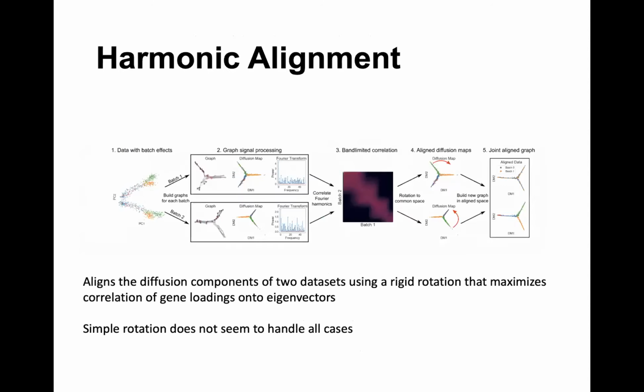And so another way that one could think about doing this kind of batch correction is, instead of trying to jointly learn an axis of common variation from both of the data sets using the covariance across them, you could think about using a tool like harmonic alignment, which is a method that we've developed in the lab.